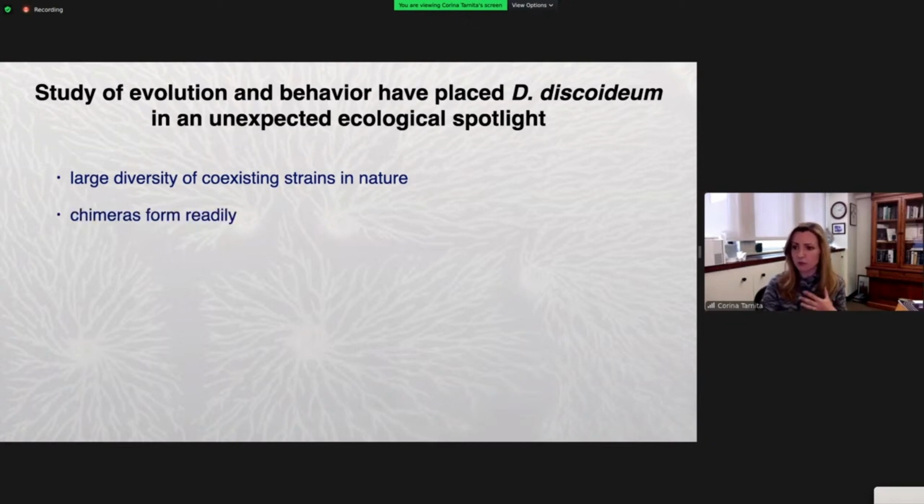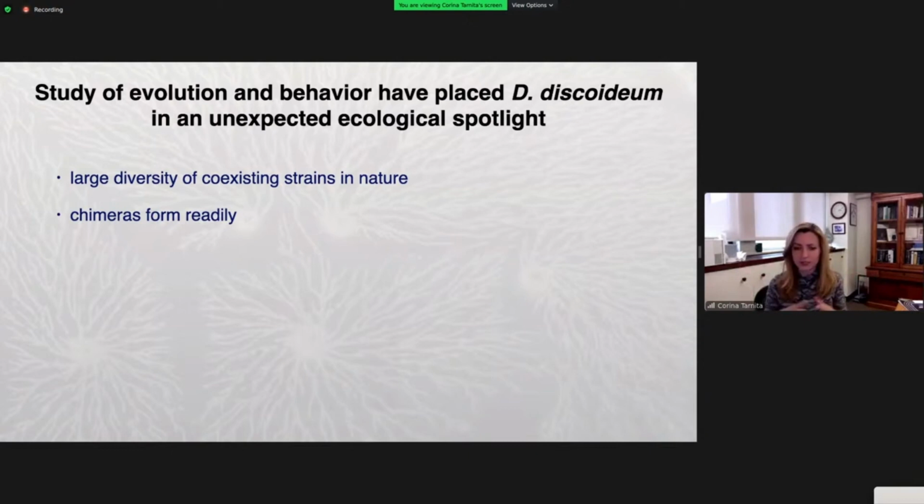Chimeras actually form readily. You can go and pick up such little fruiting bodies from nature, and some fraction of them will be chimeric. They will have at least 2 different genetic strains in there. So unlike most multicellular organisms, there doesn't seem to be some way of ensuring that genetic homogeneity. They certainly don't seem to have a very strong kin recognition mechanism that would allow them to tell self from non-self.